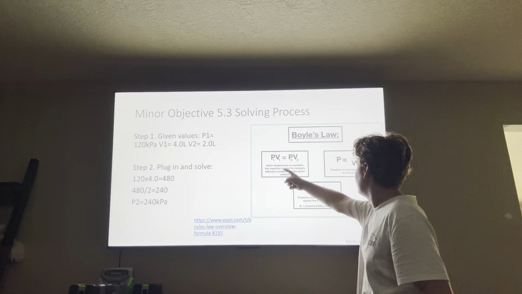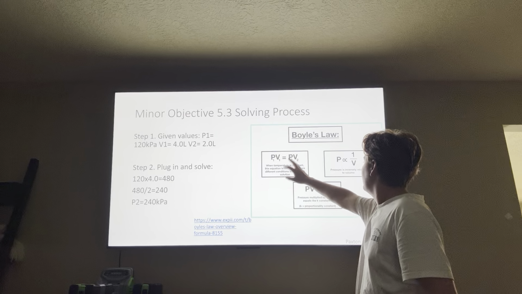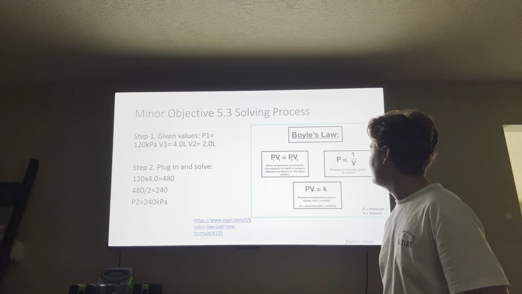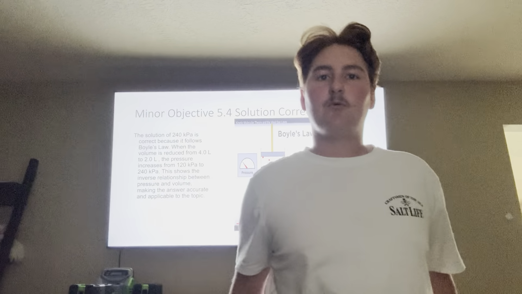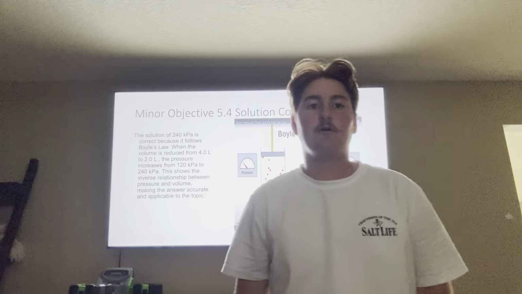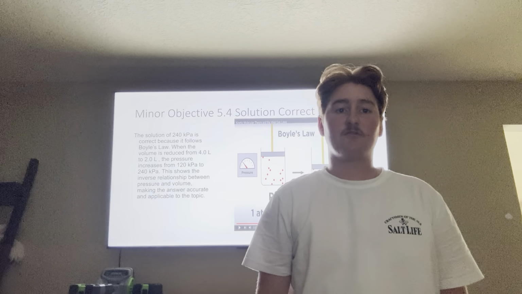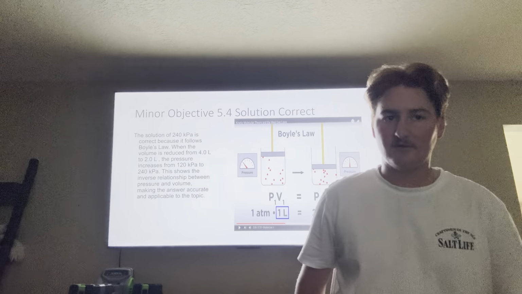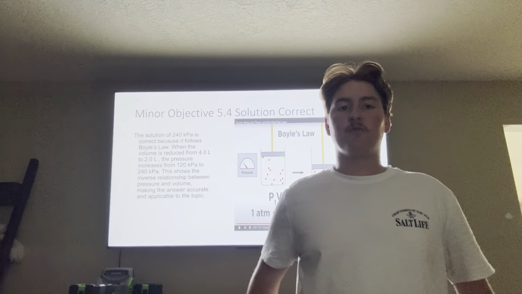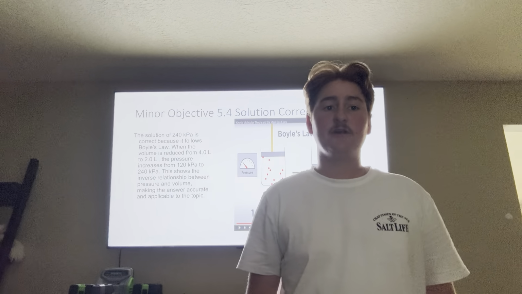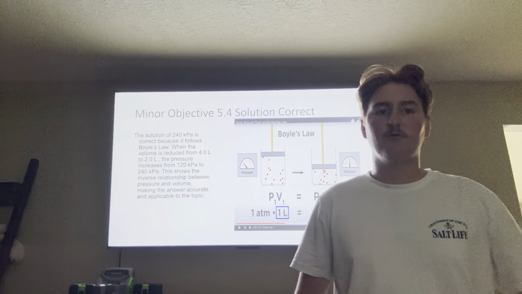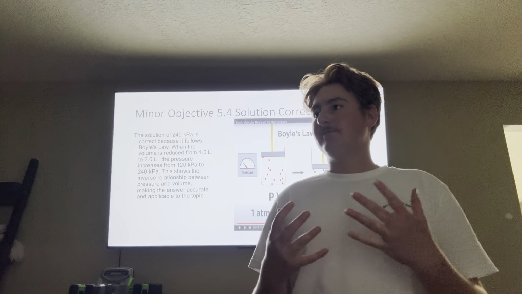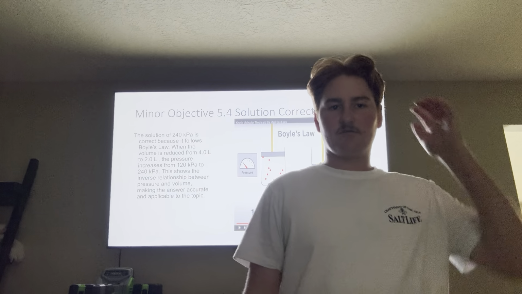And so here I have it: when the temperature is constant, this equation is used to compare different conditions of the same gas. So for 5.4, I have the solution correct. The solution of 240 kPa is correct because it follows Boyle's Law. When the volume is reduced from 4.0 liters to 2.0 liters, the pressure increases from 120 kPa to 240 kPa. It shows how the relationship between them stays constant and proves Boyle's Law correctly.